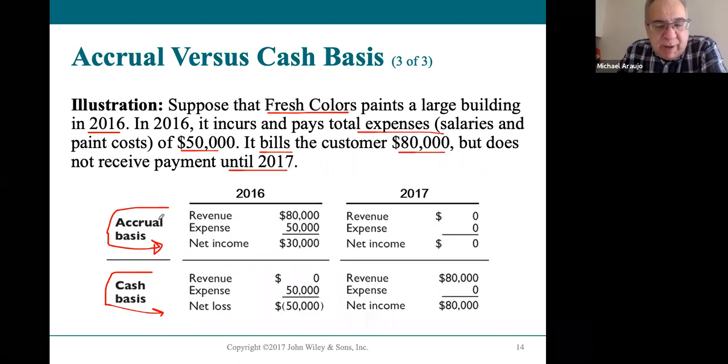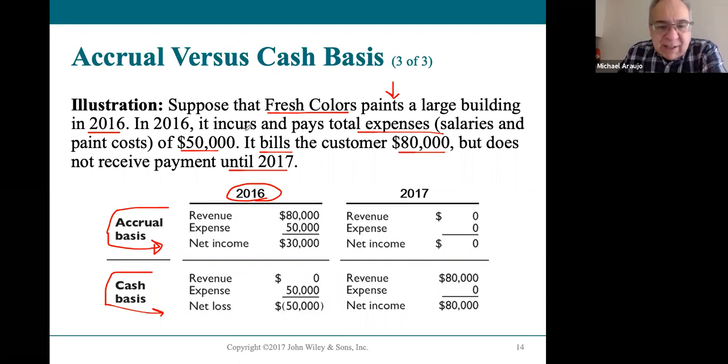Well, under the accrual basis, we have to recognize that the revenue was earned in 2016 because the work was done in 2016. They painted the building in 2016. The work was done. That's revenue based on the accrual basis.